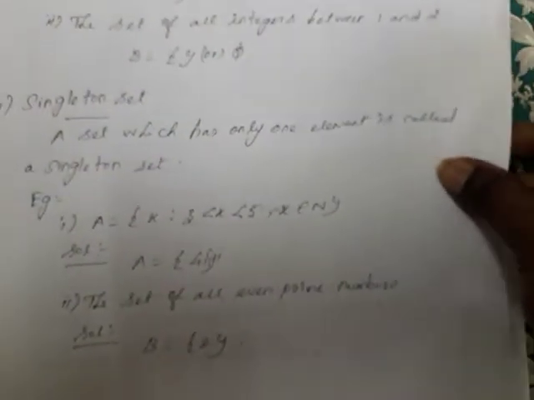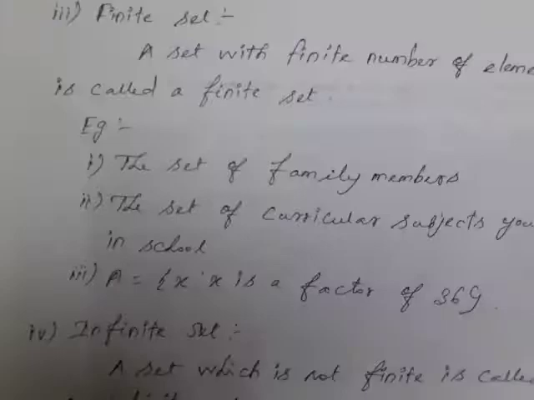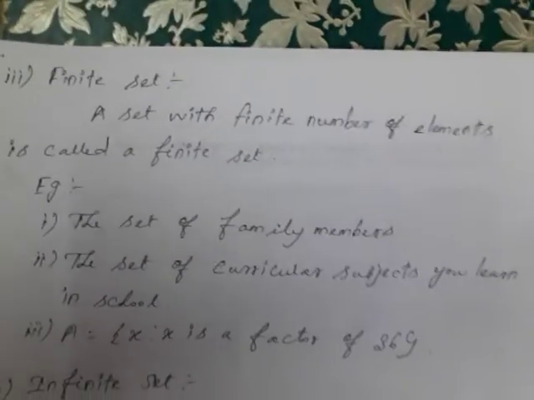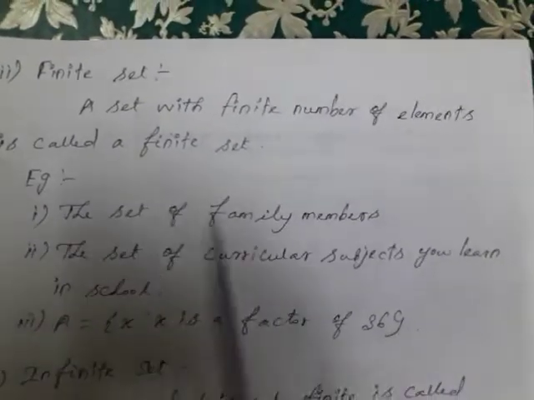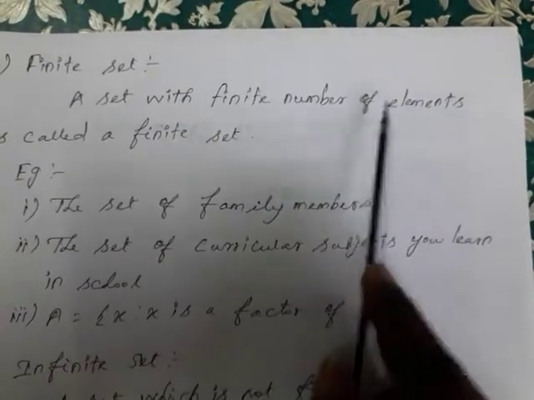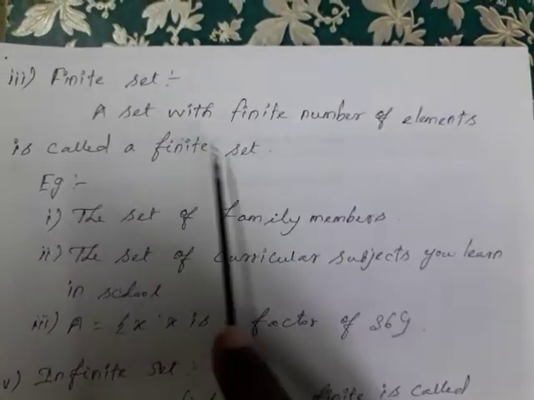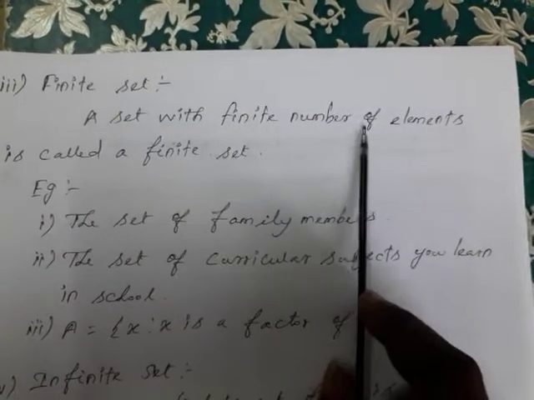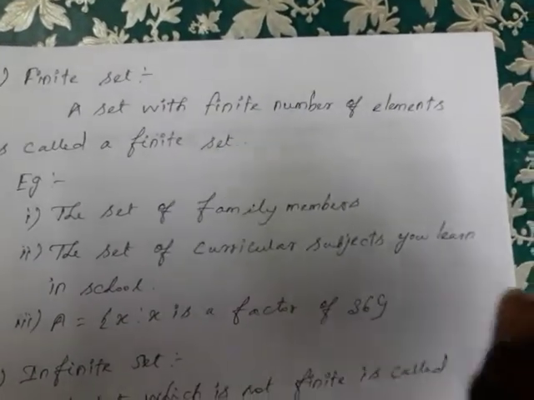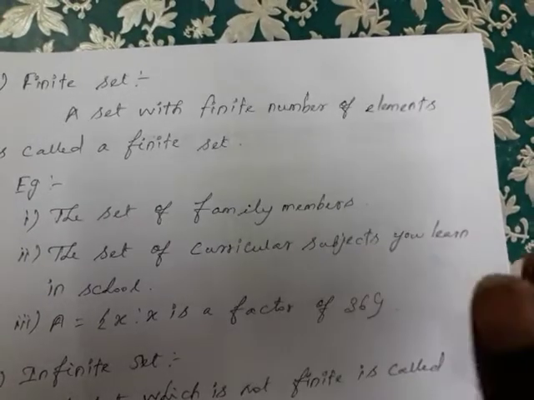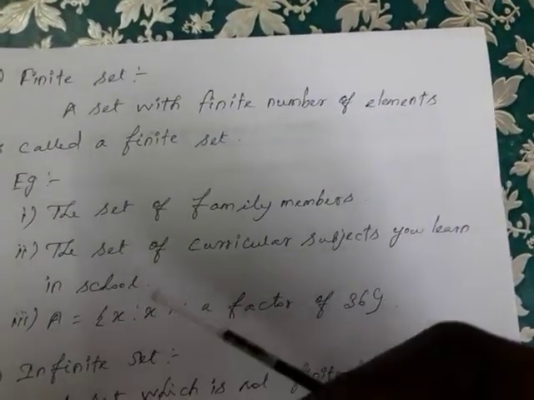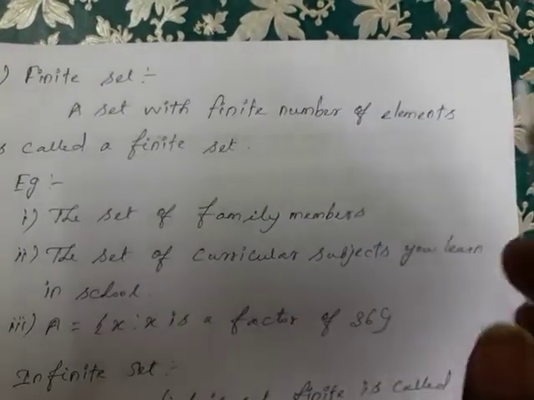The next set is the finite set. A set with a finite number of elements is called a finite set. Finite number of elements, one fixed. If it is possible to count the values, it is called a finite set.